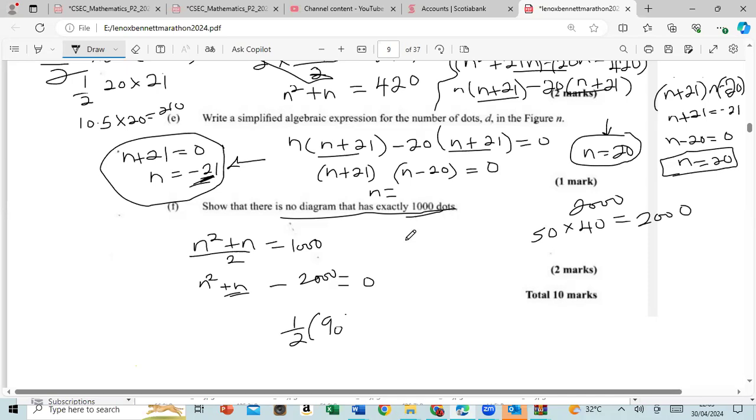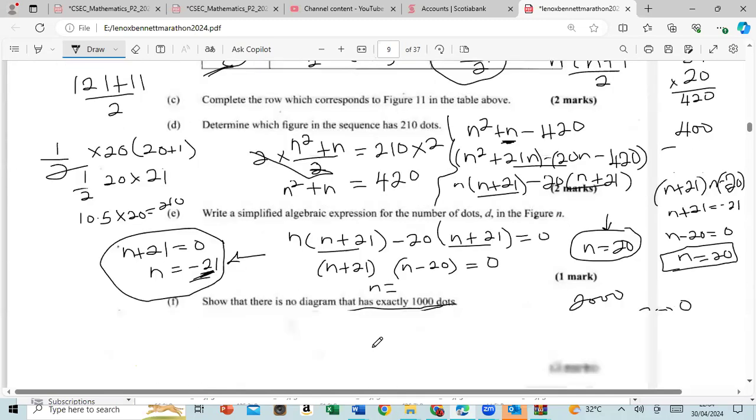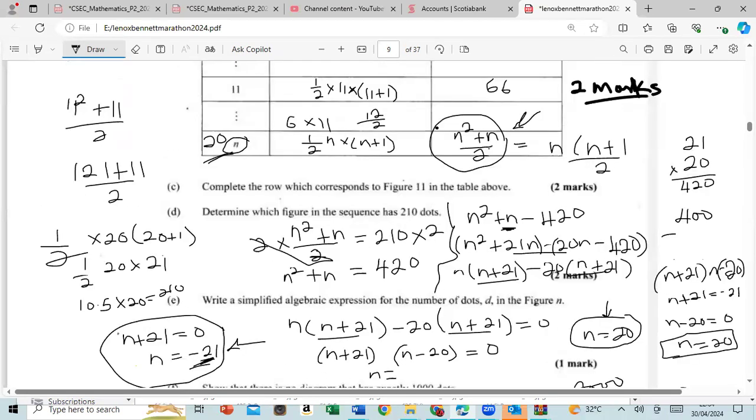Forget it, you'd probably have to use a quadratic formula to factorize this. I don't think they want this much work. It's too much. Because all they must say is to prove that there's no number that works out to exactly 1,000. So we probably could work it out from this, you equate this to 1,000. But we don't know what n works out to.